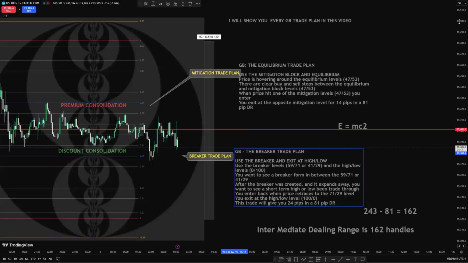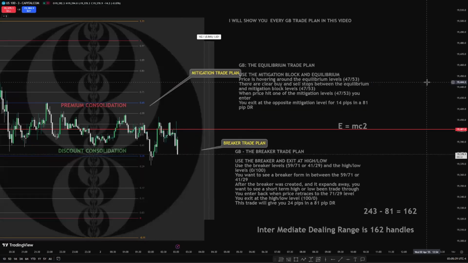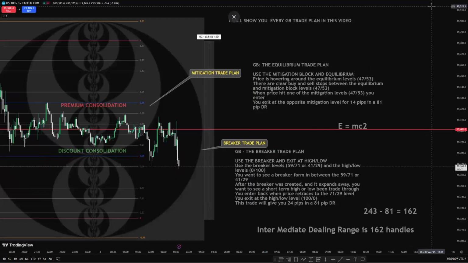We wait for price to touch one of the mitigation levels, either 47 or 53, which is our mitigation levels. Once it does, we enter the trade. Our target is the opposite mitigation level, giving us a clean 14 pip profit inside an 81 PO3 dealing range. It's a quick, controlled and highly repeatable trade, guys. Perfect when the market is respecting equilibrium levels.